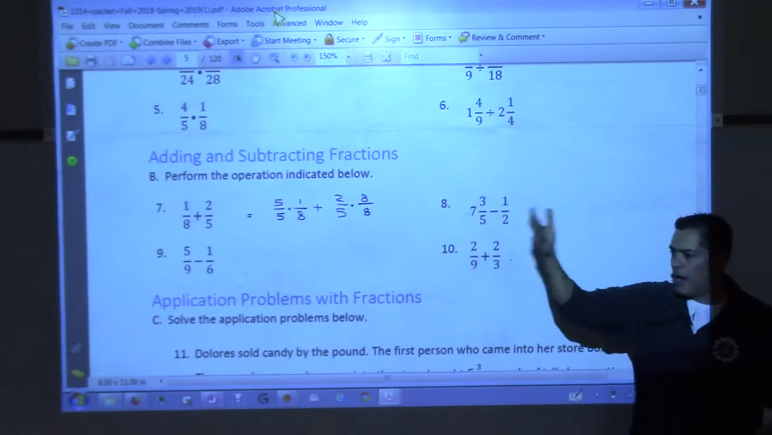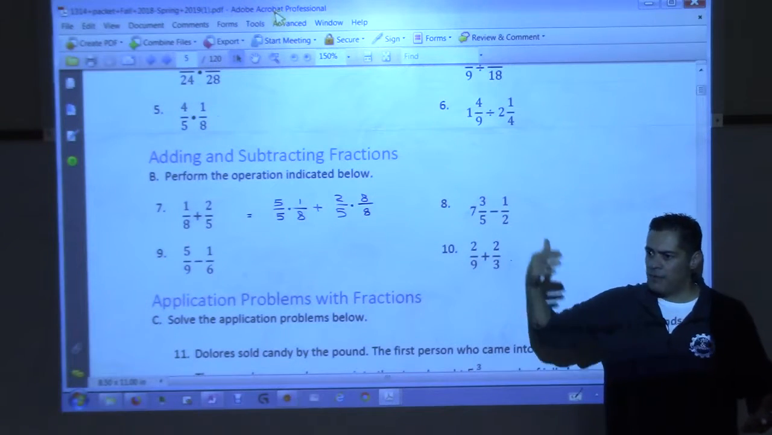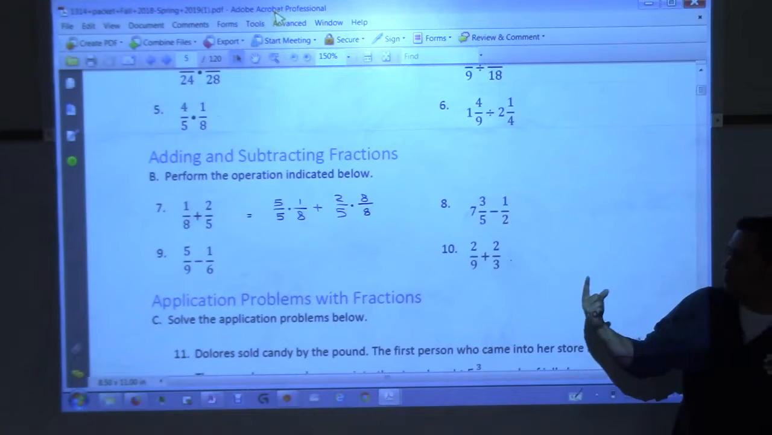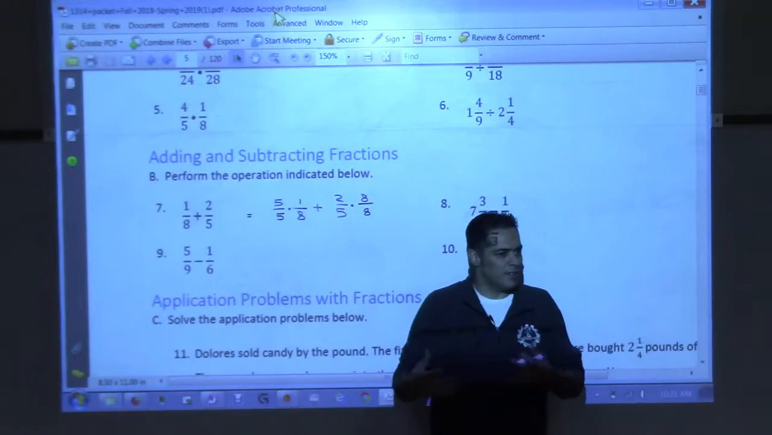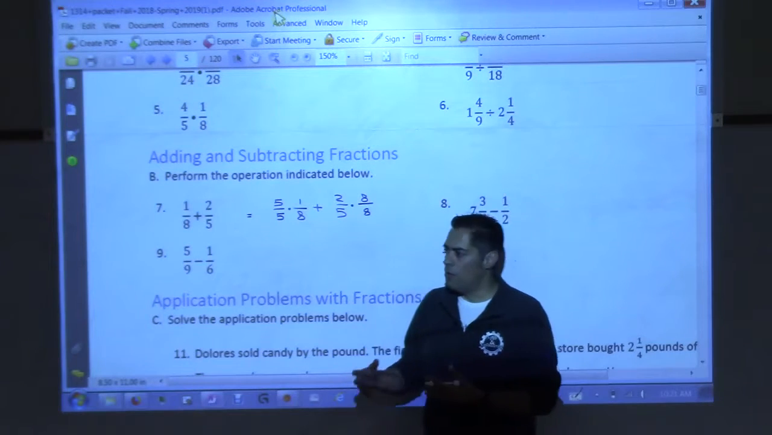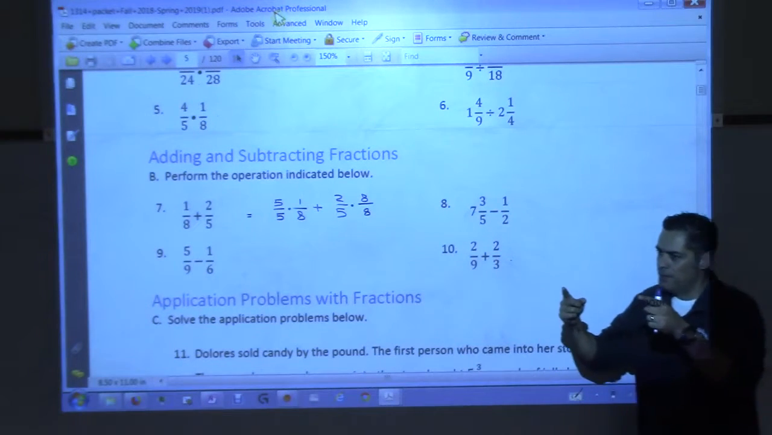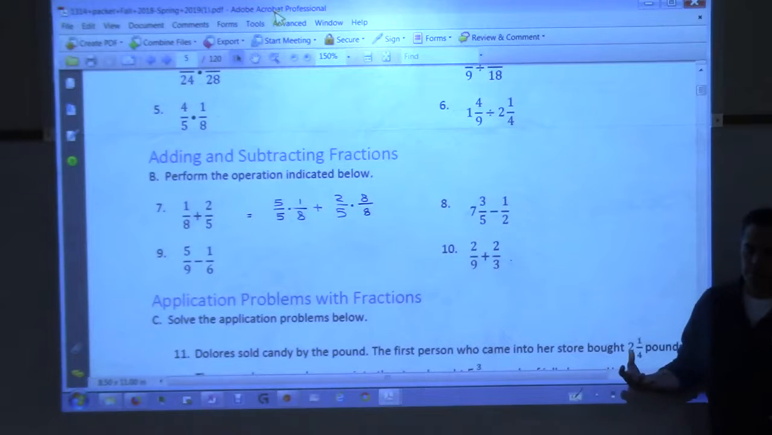That's right. 5 over 5 is the same number, right? What's 5 divided by 5? 1. So you're really multiplying by 1, right? And anything times 1 is still the same number, right? So even though it looks different, it's the same numbers.